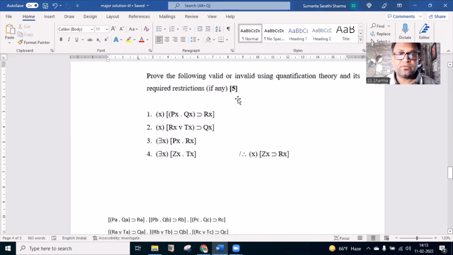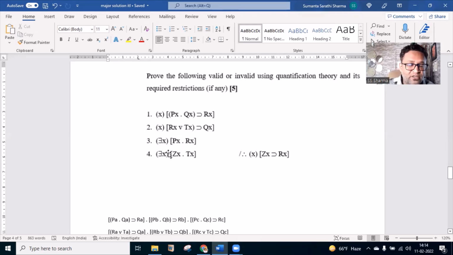The next question was, prove the following valid or invalid using quantification theory and its required restrictions, if any. Now, this question looks very intriguing, very interesting. In fact, the solution which we provided in the last video, we were also confused with the understanding that it is valid, but it is actually not valid, precisely because if you use any of the particular propositions and you go on to instantiate it, you have to instantiate these before the universal instantiations.